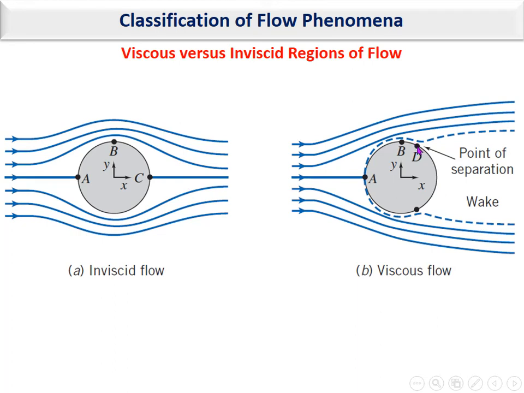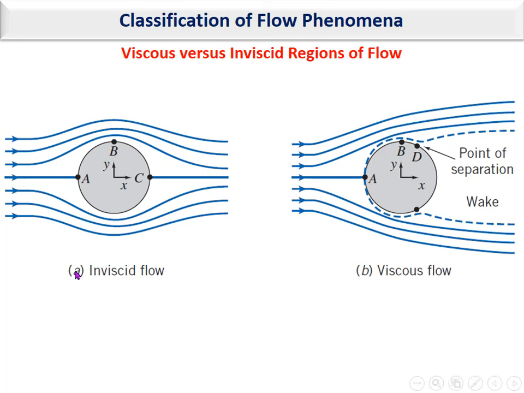What's the meaning of separation? The point at which the flow separates from the wall. We'll discuss that more in detail later. And a wake region is produced here. This is a viscous flow consideration, while this is an inviscid flow consideration. From this simple picture, you can understand that in some regions of the flow, you may consider the flow as inviscid, but in some regions of the flow, it may not be considered as inviscid.